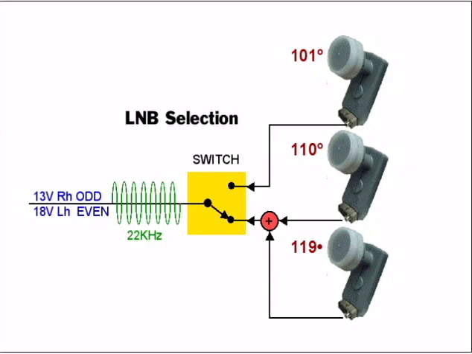It uses a 22 kHz tone generated in the receiver that's applied on top of the polarity voltage. Depending on the channel selected, the receiver knows which satellite to use. No tone defaults to the 101 degree LNB, while the presence of the tone selects the combined 110-119 degree LNB.